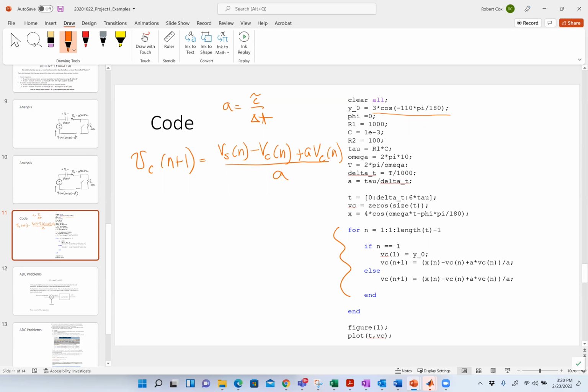Here is where I'm solving the differential equation, this for loop, right? So in the for loop, what's this if statement here? What's this if statement I've created? It's to check the initial condition.